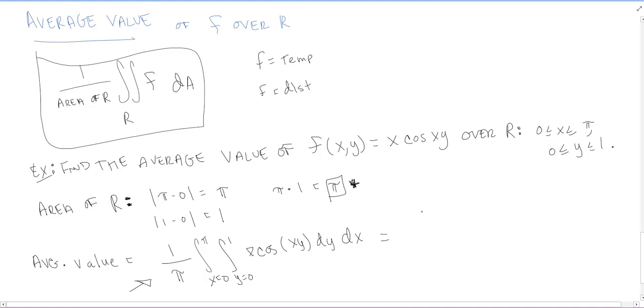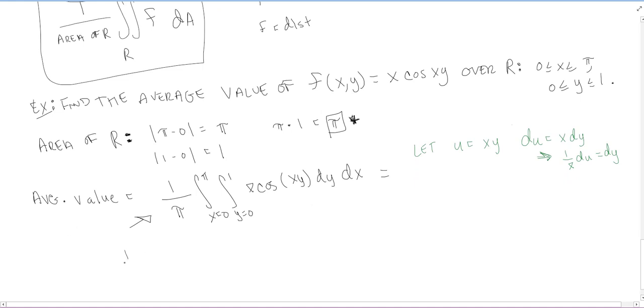In this one, we're going to do a little bit of u substitution really quick. Let u equal xy. So du, in terms of y, is going to be x dy, because if we differentiate u with respect to y, we get x dy. Let's do this step on the side here. This is going to be 1 over x, du is going to replace dy.